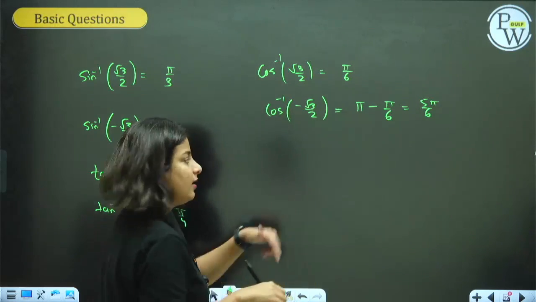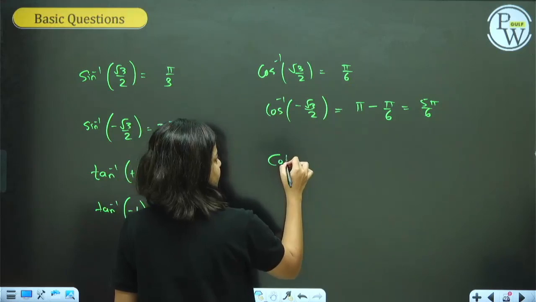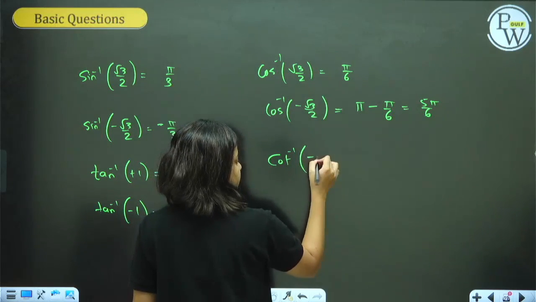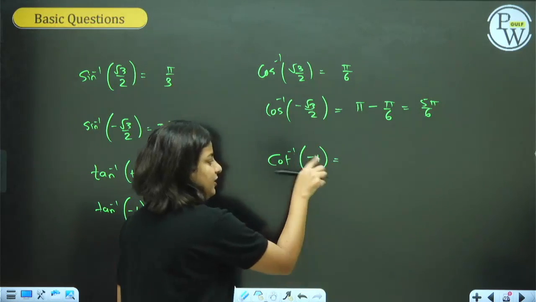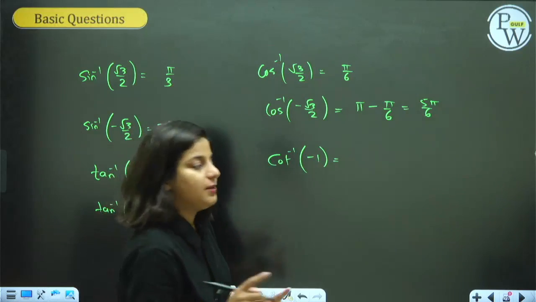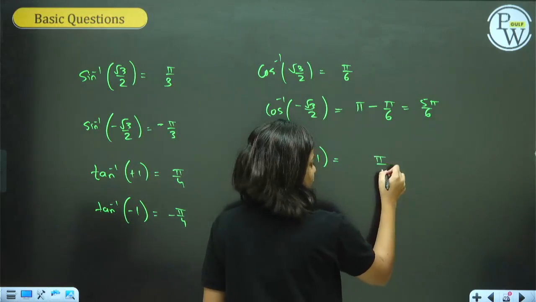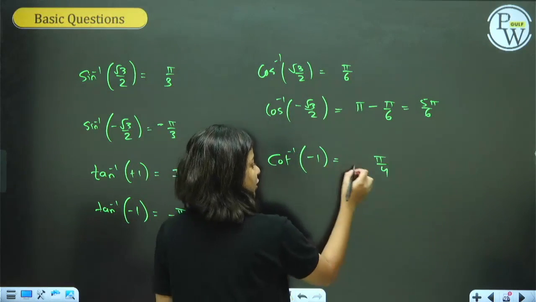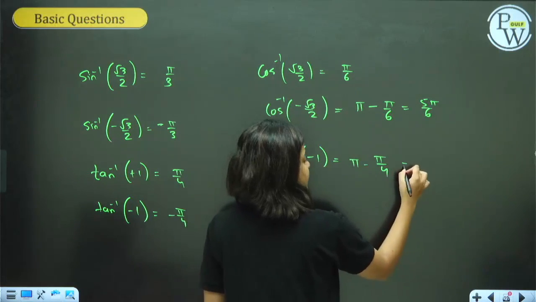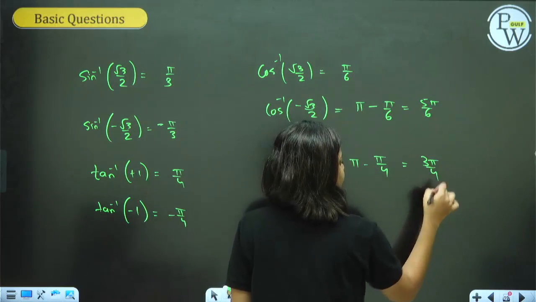Okay. Next, let's say if you have cot inverse of minus 1. We know the value of cot is 1 at pi by 4. So, is the answer pi by 4? No. Is the answer minus pi by 4? No. You will call a pi. Pi minus pi by 4, that's 3 pi by 4.